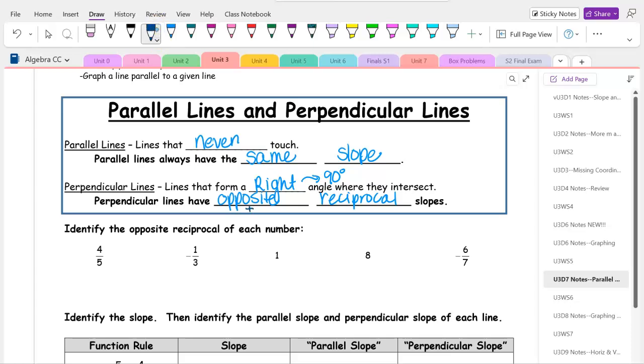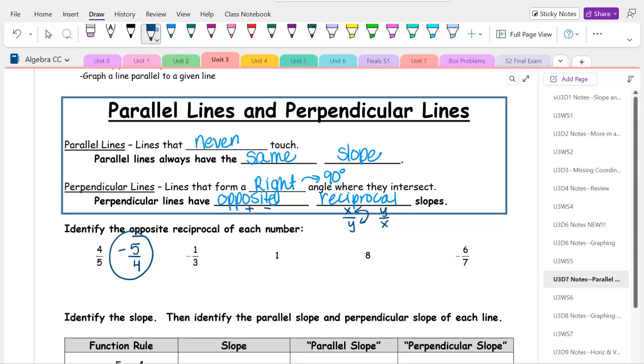Opposite means that we're changing signs from a positive to a negative or a negative to a positive. Reciprocal means that you're taking your fraction and you're going to flip it over. When we do the opposite reciprocal, we're doing both of these things. Okay, so usually I do the reciprocal part first. For example, the reciprocal of 4/5 is 5/4. Now I do the opposite part. This number is a positive, so the opposite is a negative. This is the opposite reciprocal.